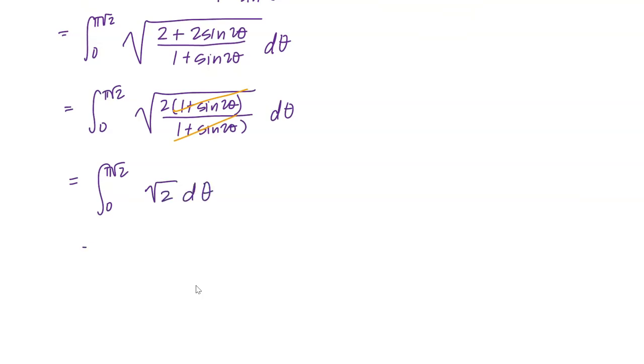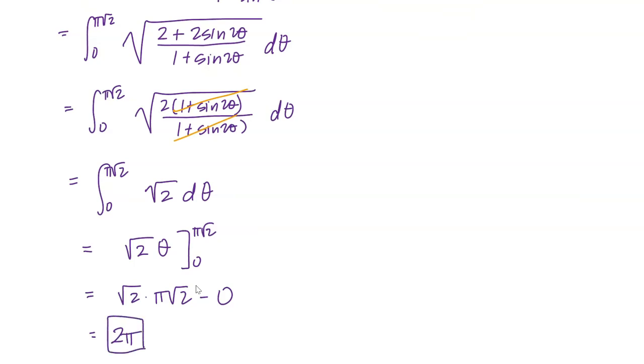We're integrating with respect to theta, so it's going to be radical 2 theta evaluated from 0 to pi times rad 2. We'll plug in that pi times rad 2. If we plug in 0, we get 0. Rad 2 times rad 2 is 2. All that work, and we end up with 2 pi.